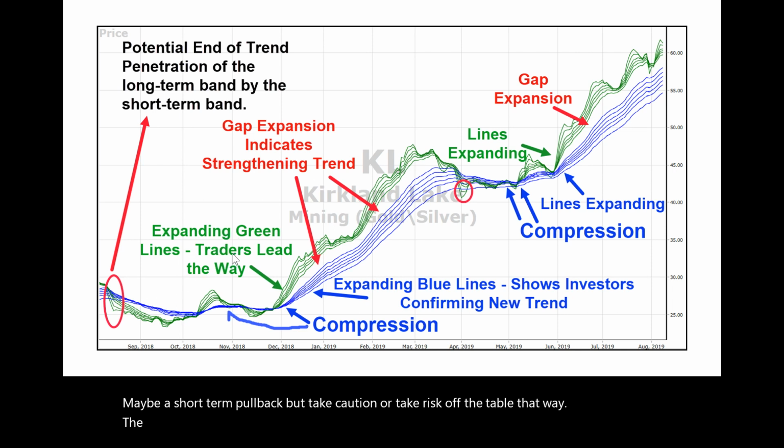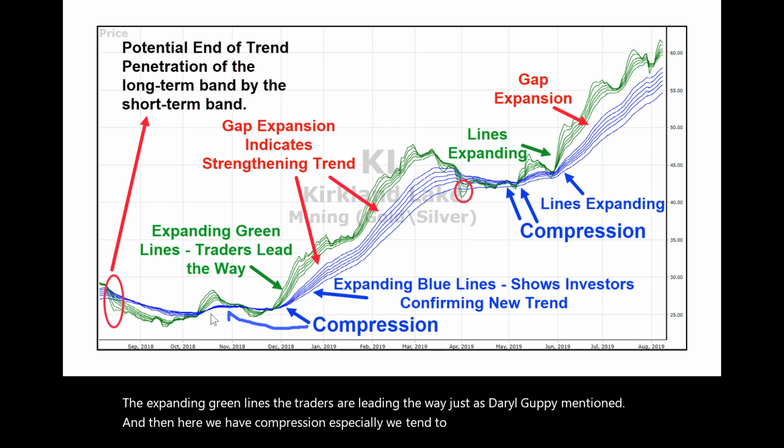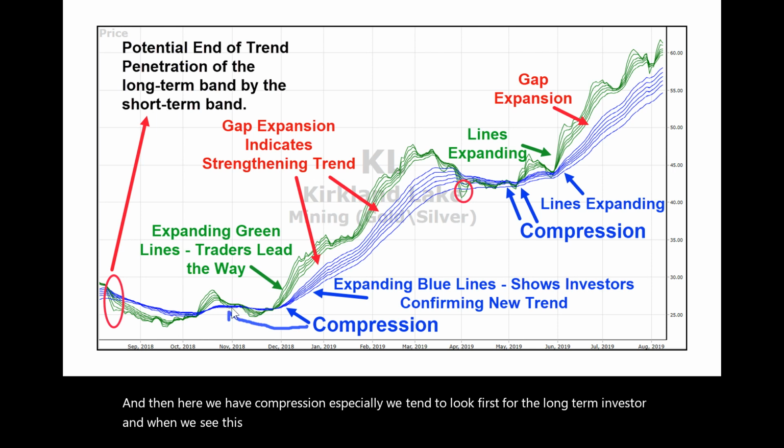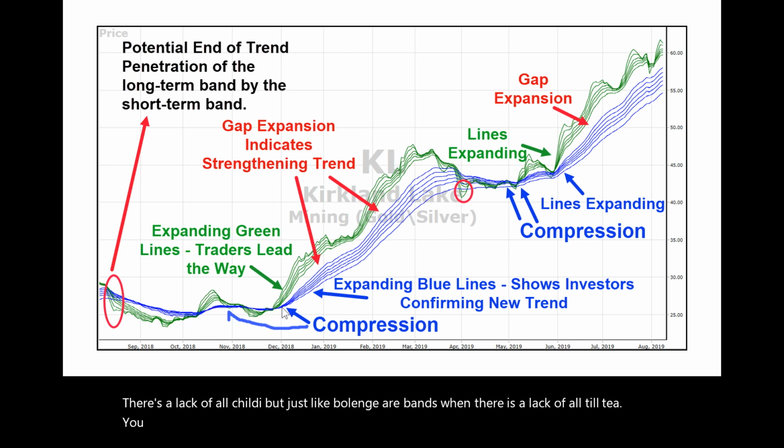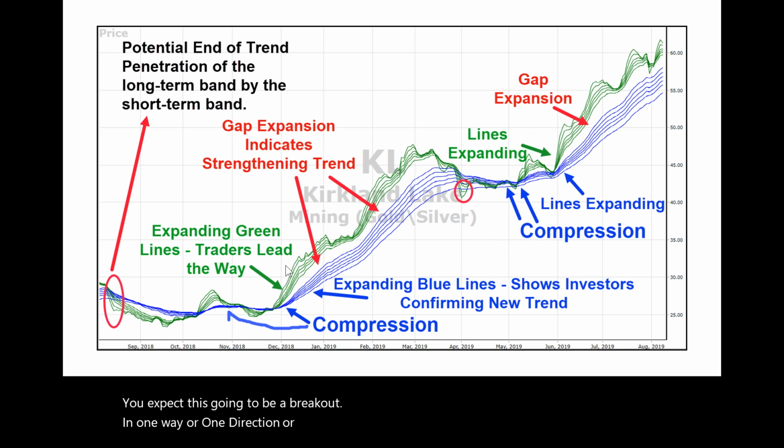The expanding green lines, the traders are leading the way, just as Daryl Guppy mentioned. And then here we have compression. Especially, we tend to look first for the long-term investor, and when we see this compression, there's a lack of volatility, but just like Bollinger Bands, when there's a lack of volatility, you expect there's going to be a breakout in one direction or the other. In this case, it broke to the upside with the traders again leading the way, and you certainly could have traded right here on this crossover.